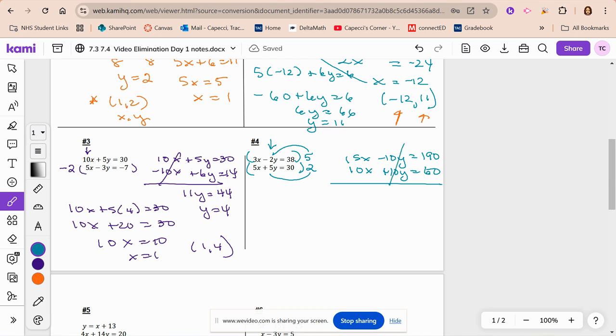Now I can add because that's going to zero out. So I have 25x is equal to 250. So x is equal to 10. I'm going to use either of the original equations. Doesn't matter which one. I'll use the second one this time.